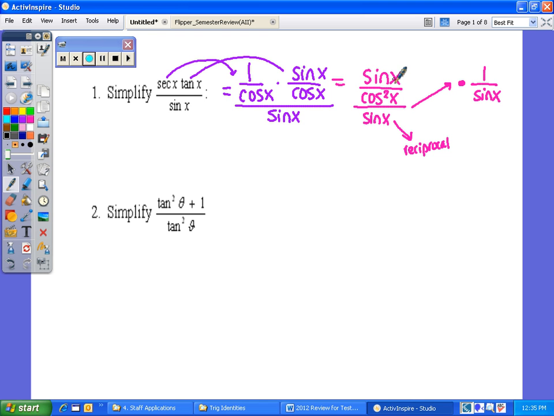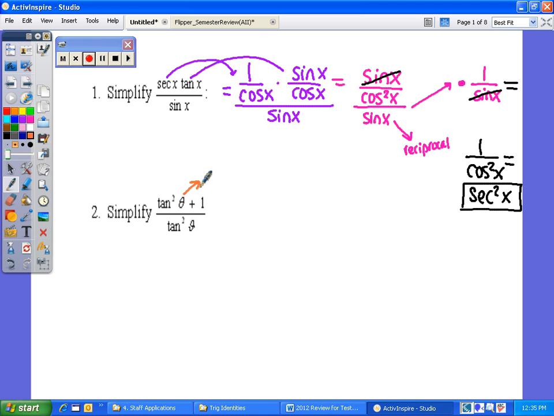If you notice that sine's on top, sine's on bottom, so I can cancel them out. And I will be left with 1 over cosine squared. Now that's not our final answer because this is a reciprocal. So 1 over cosine is actually equal to secant. Always box your answers when you're done because that tells me that you're completely done.